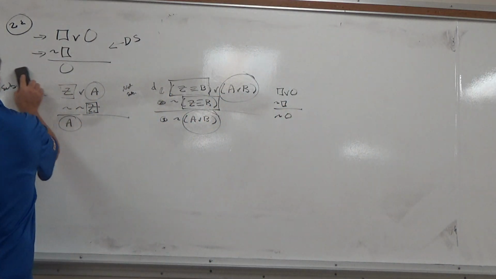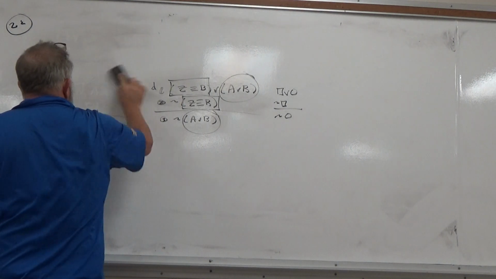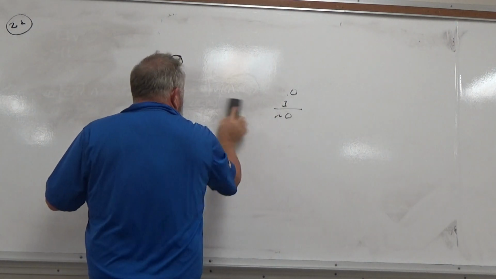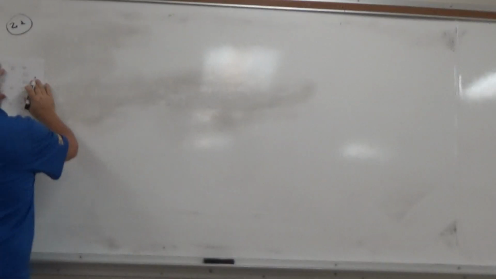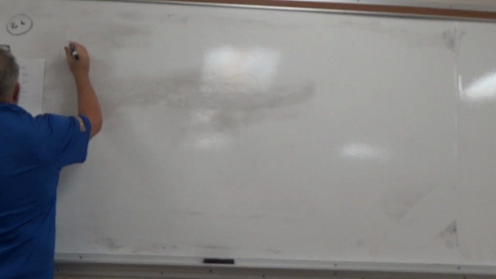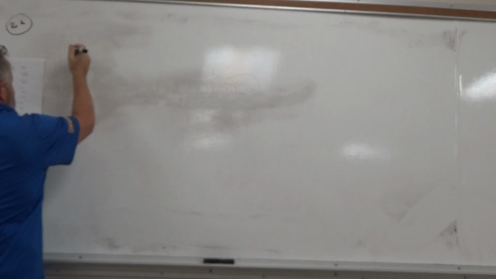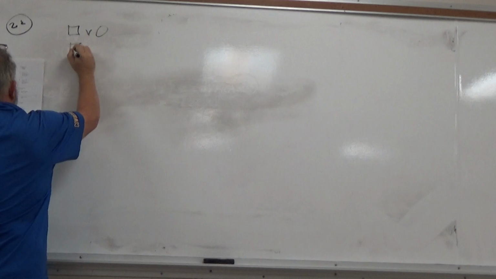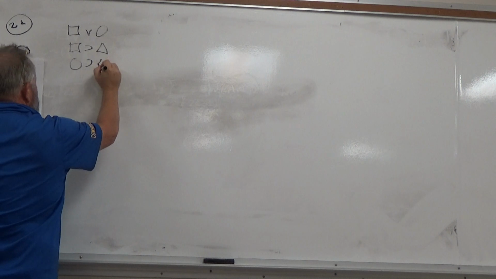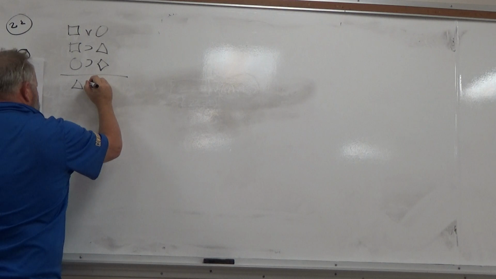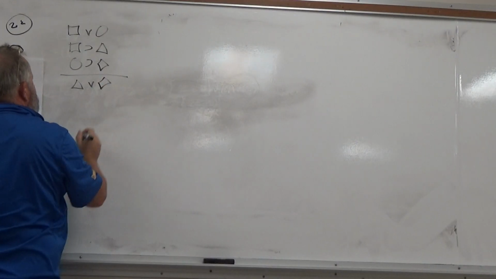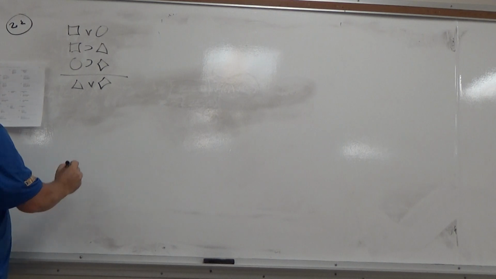This one is a little bit more complicated argument form. It is called constructive dilemma. You'll often hear me call it a complex dilemma, but technically it's constructive dilemma. It goes like this: box or circle, if box, then triangle, if circle, then diamond. That's supposed to be a diamond, and the conclusion is triangle or diamond. Okay, so we'll take these one at a time.